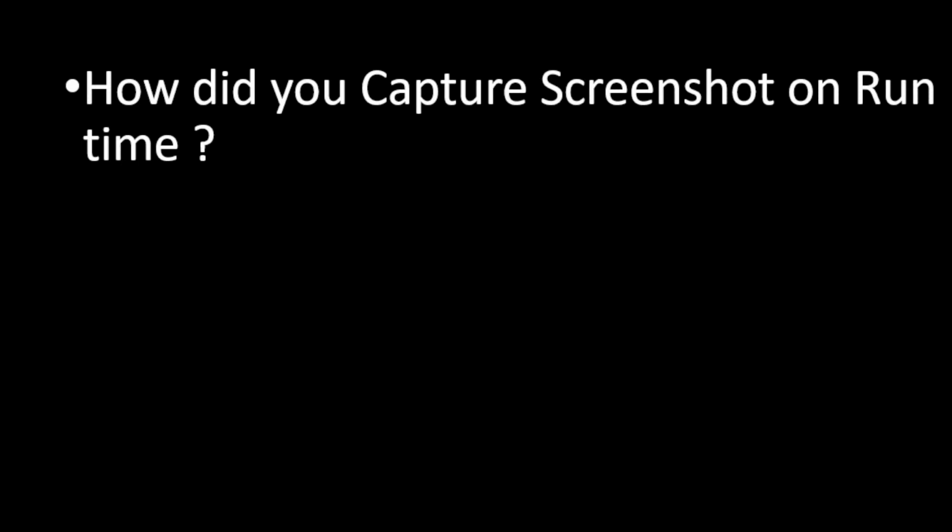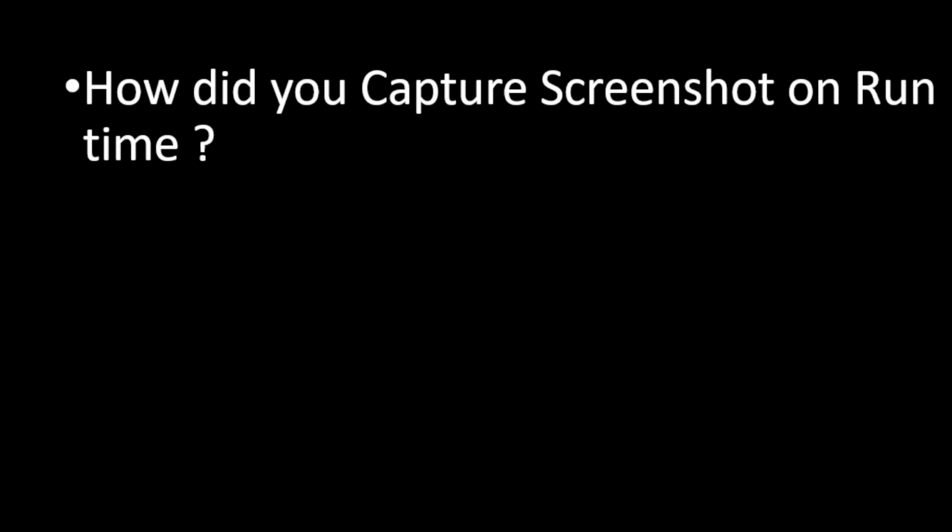There we can write a code to capture the screenshot, and then we link this captured screenshot to the emailable report. Whenever a failure happens, we will get the attachment in that particular emailable report. So in this way we need to explain how you captured screenshots on runtime.